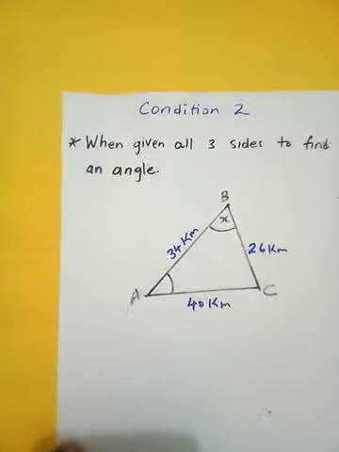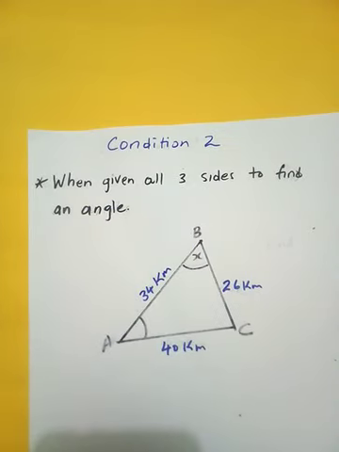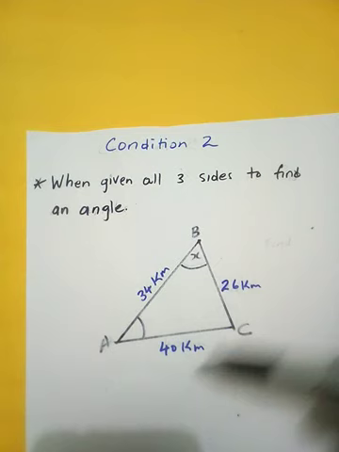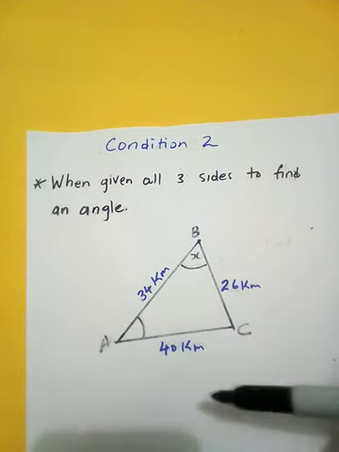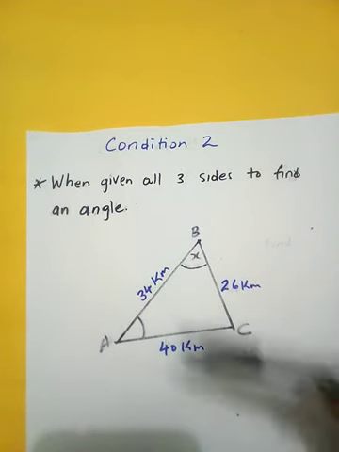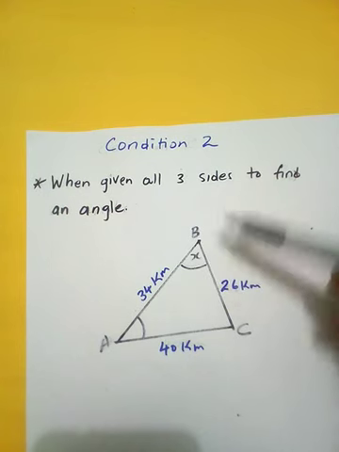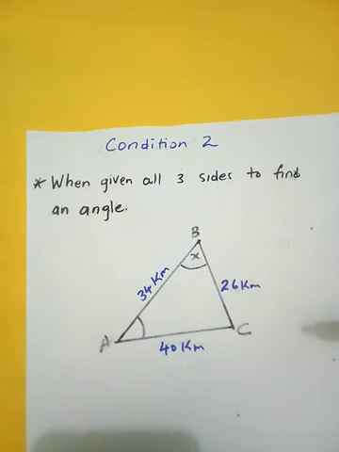Condition 2. Let's look at condition 2 when we use the cosine rule: when given all three sides to find an angle. If you observe this example, we're given three sides of triangle ABC. The sides are given, but we are asked to find angle x here, and angle x is the same as B, so don't let the question confuse you.